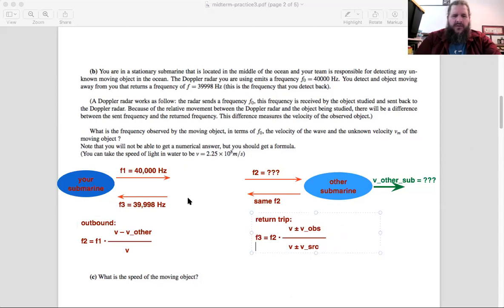And now the observer, your submarine, is going at speed 0, but the source is the other submarine, so that'll be speed of the other submarine.